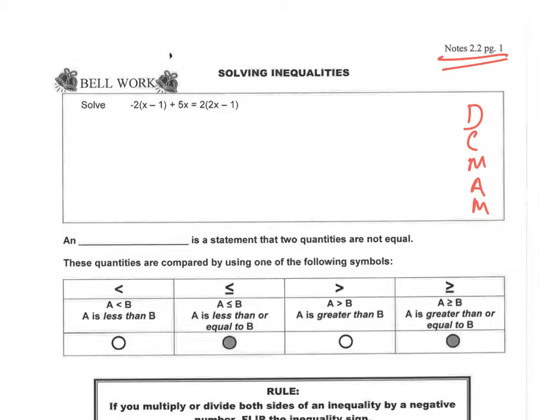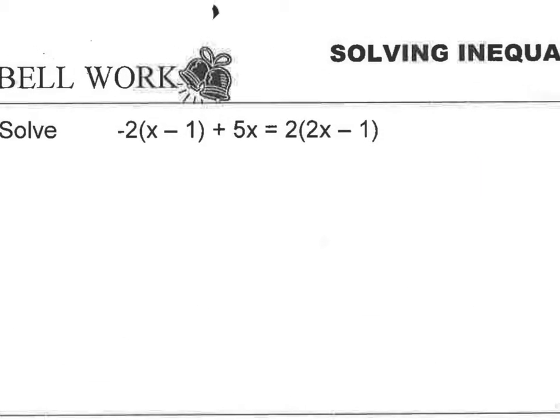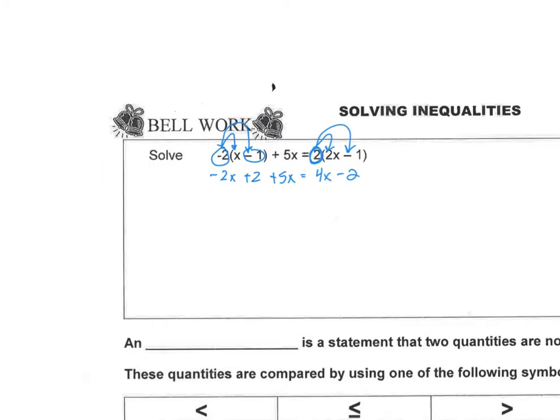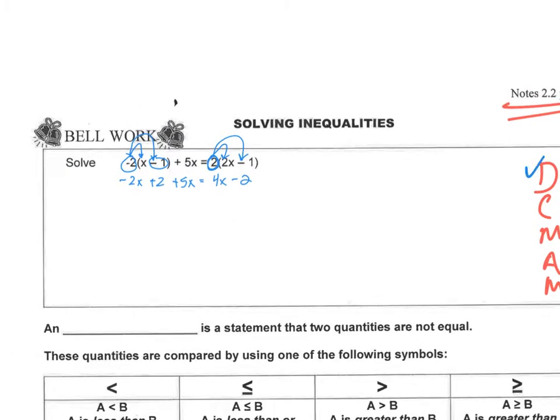All right, so whenever we're doing "Don't call me after midnight," the first thing I'm going to do is distribute. And I see that I have -2 times x, which is going to give me -2x. Make sure you're taking the entire number in front. And then I'm going to say -2 times -1, which gives me a +2, plus 5x equals, I'm going to distribute this 2 to 2x, which gives me 4x, and this 2 to the -1, which gives me -2. So when we think about "Don't call me after midnight," I've distributed.